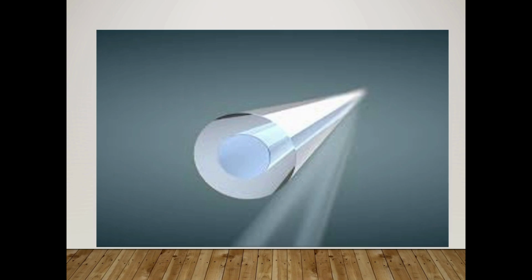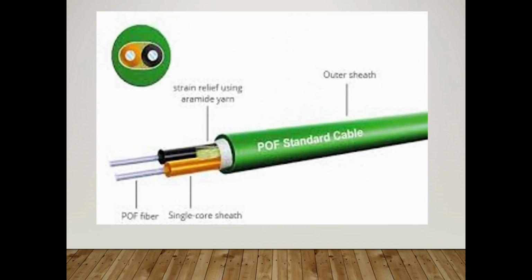Plastic fibers are much more flexible than glass fibers. This makes them easier to install and handle, particularly in environments where tight bends are required. Plastic fibers are also cost effective as they are cheaper to manufacture and install. This makes them suitable for short range and low cost applications. Plastic fibers are also preferred because of safety. They are less prone to breaking under stress, unlike glass fibers, which can be fragile and broken easily.